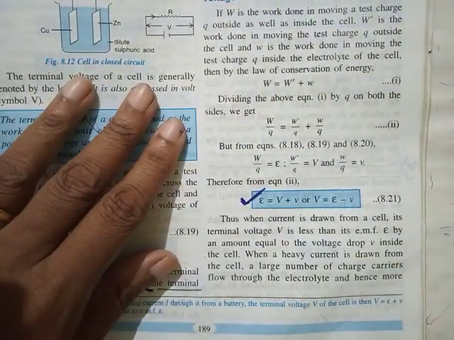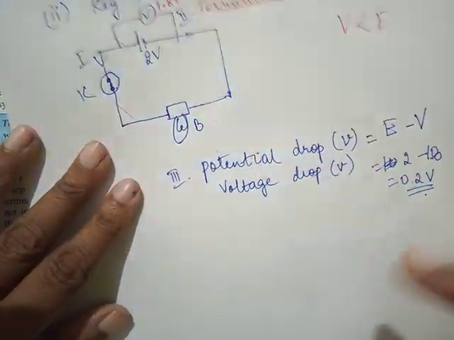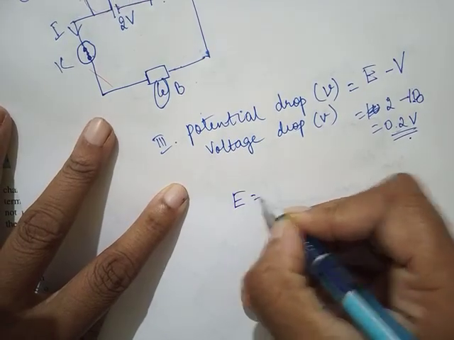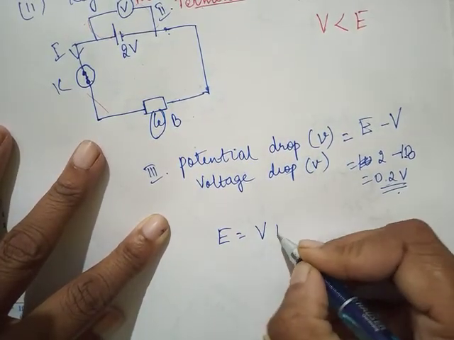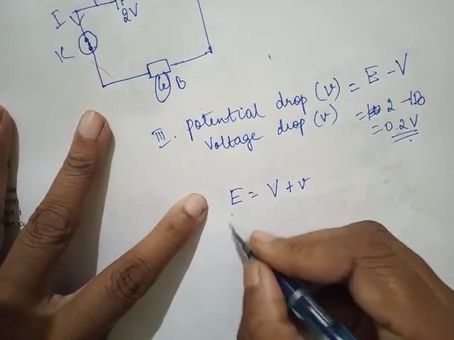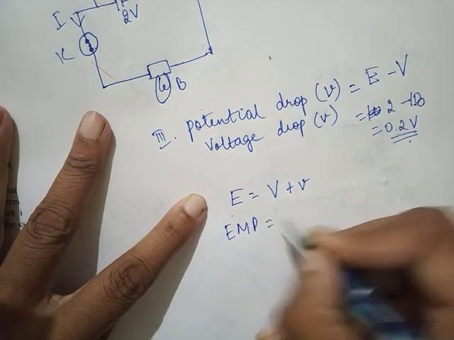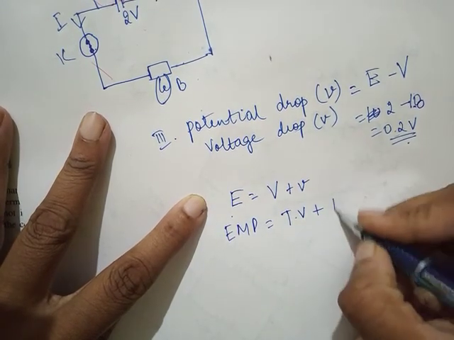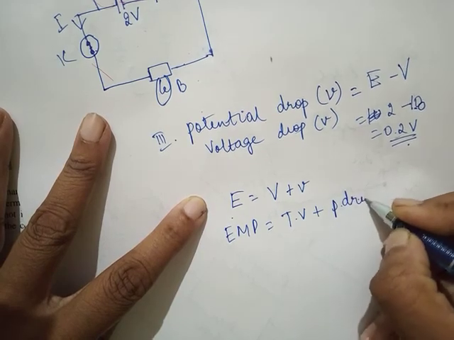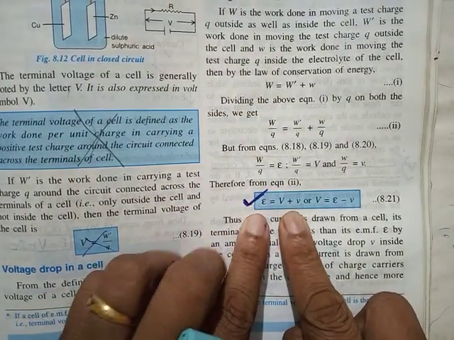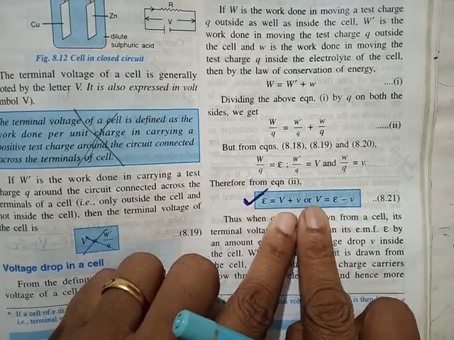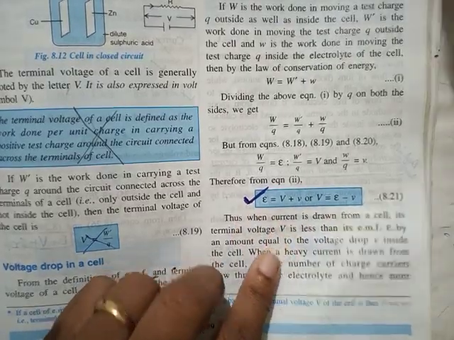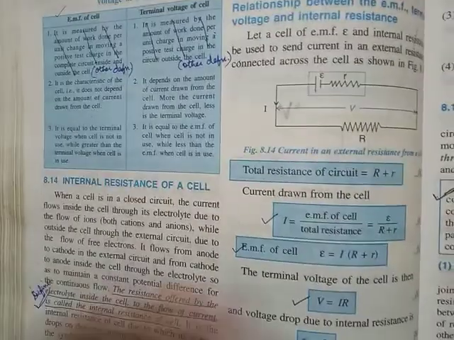Okay, so 3 definitions we have seen so far. Now what relationship can I get from these 3? EMF is equal to capital V plus small v. EMF is equal to terminal voltage plus potential drop. So E is equal to V plus small v, or V is equal to E minus small v. This is the relationship.